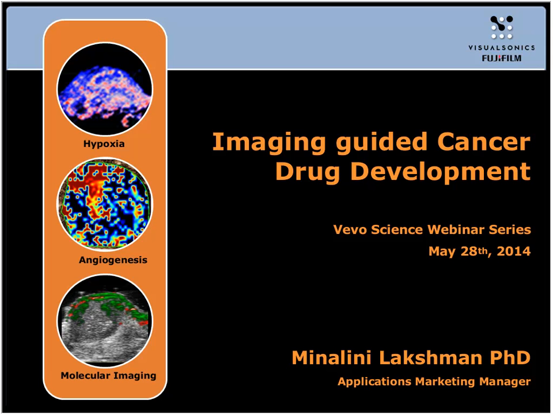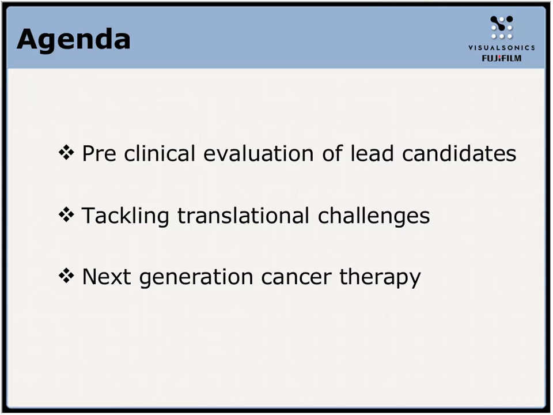We'll move on to the next slide. Slide view and agenda. We'll start off with preclinical evaluation of lead candidates. I'll provide you some examples of stories from your colleagues. We will take a stride in tackling translational challenges, particularly with respect to high clinical attrition rates on drugs, and perhaps whether it has anything to do with the models that we are using in preclinical evaluation. Finally, we'll address a few next generation imaging approaches for cancer therapy, and we'll close off with questions as Steve had mentioned.